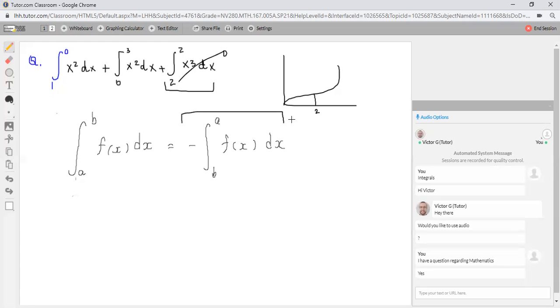I mean, it's kind of a natural way to think about it. Sure. It's because we don't really see things like this in real life applications. Okay, it's just a way for us to deal with the limits being backwards. Basically.